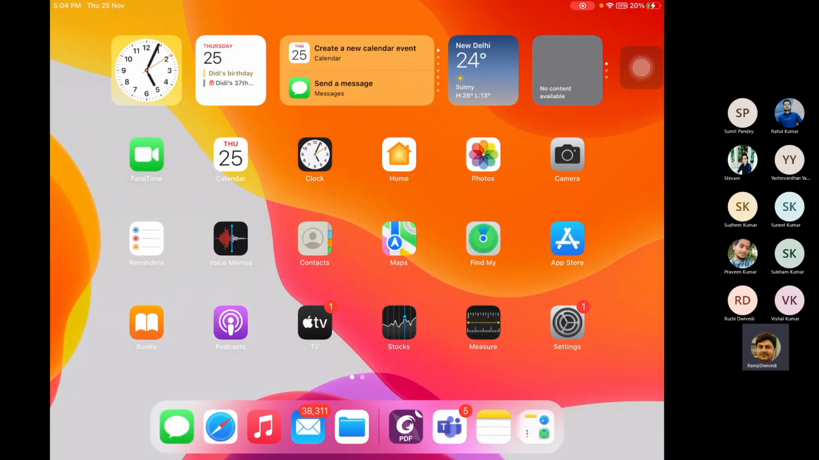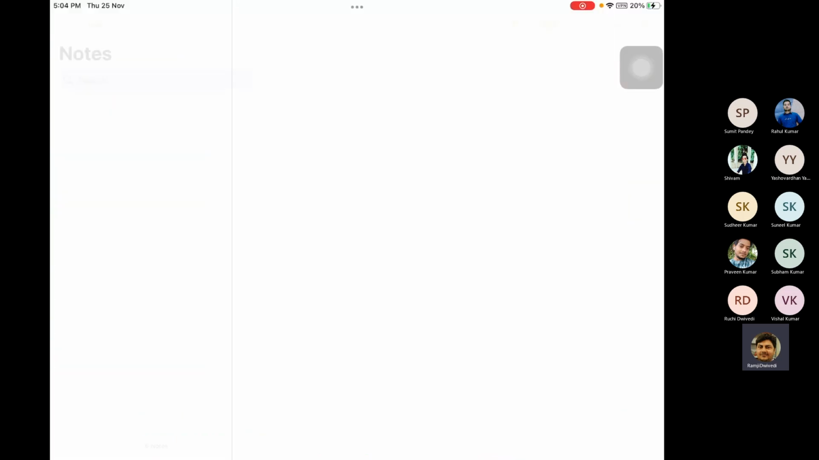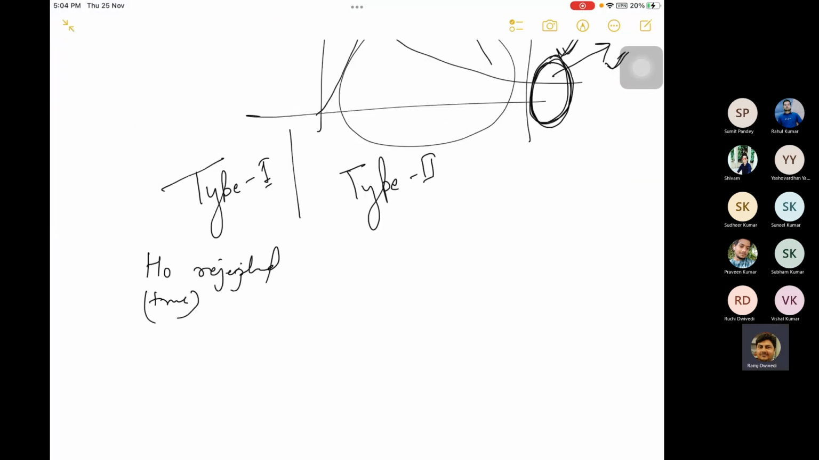So what you will mean by this: when H naught is rejected and in fact it is true, a type 1 error is committed. And if the null hypothesis is not rejected when in fact it is false, we call it a type 2 error. Type 1 error is rejecting the null hypothesis when it is in fact true, symbolized by alpha. Type 2 error is not rejecting the null hypothesis when it is in fact false, symbolized by beta.